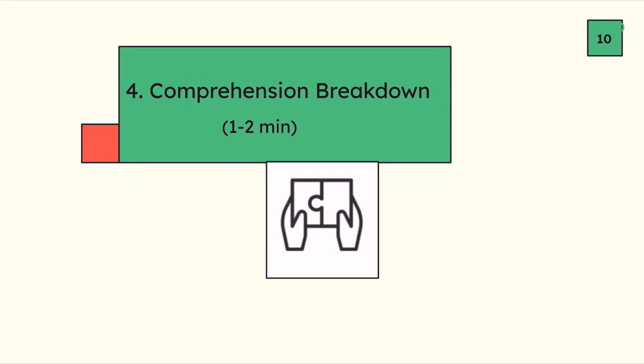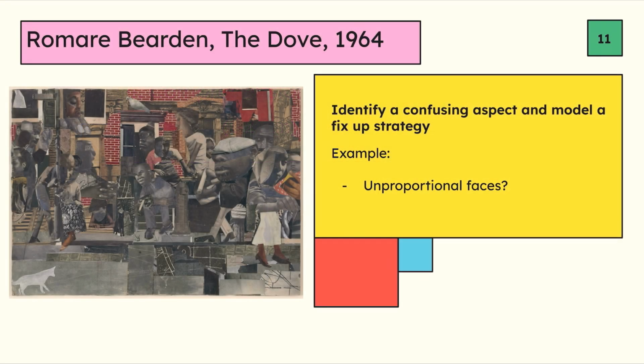Now we're ready to start developing a comprehensive breakdown. We can begin by identifying a confusing aspect of this artwork. For example, I can share with my students that I'm confused about the way the human faces don't seem proportional. Let me think about why the artist chose to go in this direction. I wonder if it might symbolize different perspectives or the fragmented identities that everybody possesses.